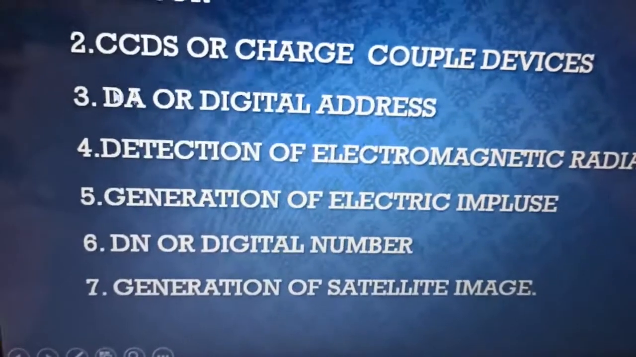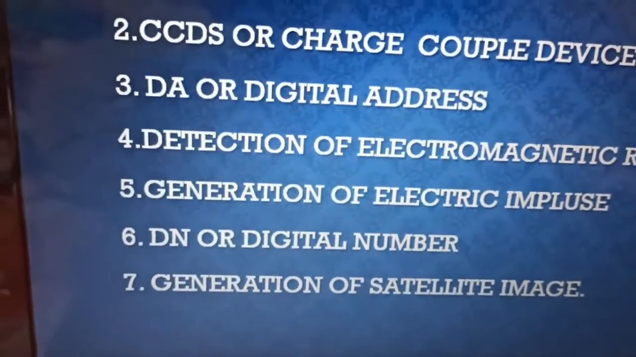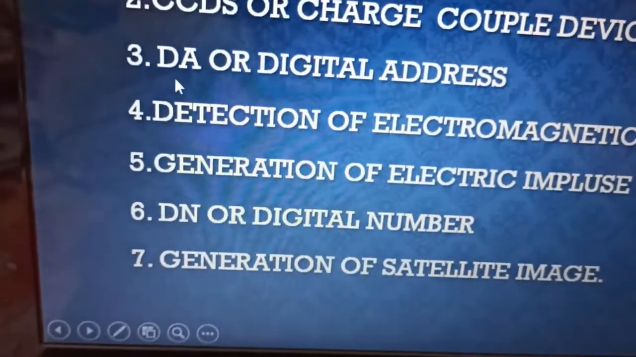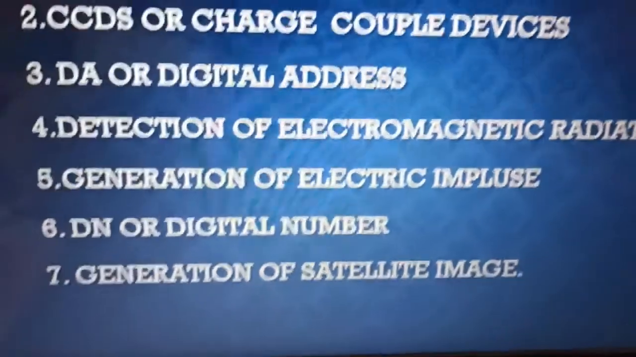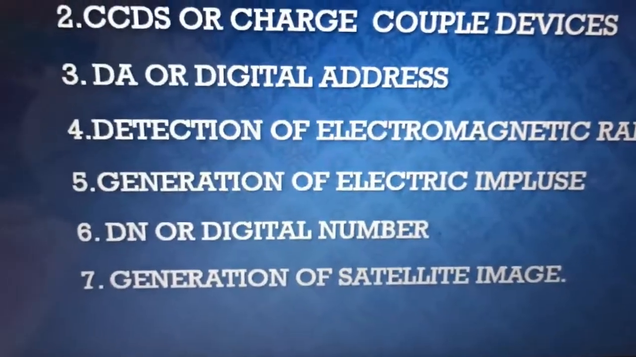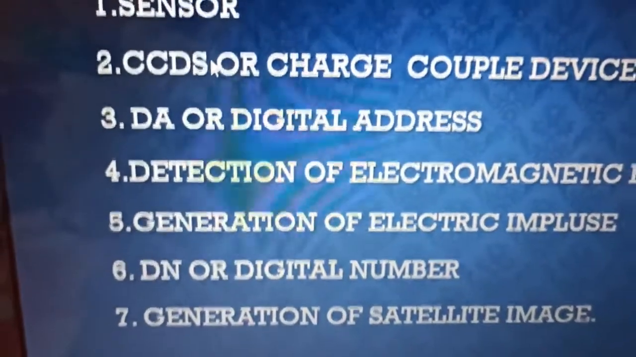Each of these CCDs has a digital address. The earth reflects back the solar energy and its electromagnetic radiation is detected by these CCDs, or the sensors.